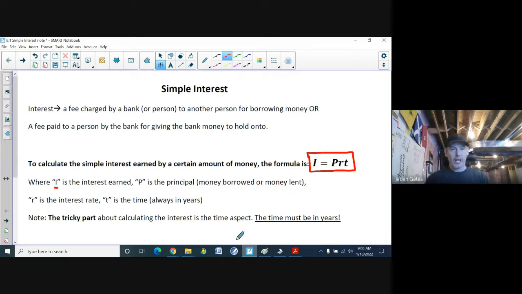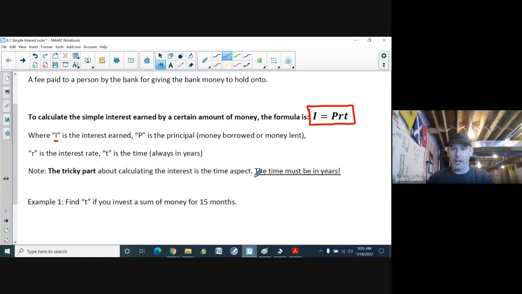So that is the tricky part about calculating the interest is the time aspect, because again, the time must be in years. Can't stress that enough. Even underlined it. I'll underline it again. Time must be in years.